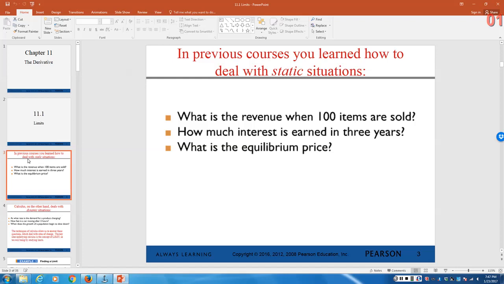You've got a revenue equation. You plug in X equals 100 for the number of items sold and find out how many dollars you took in for doing that.